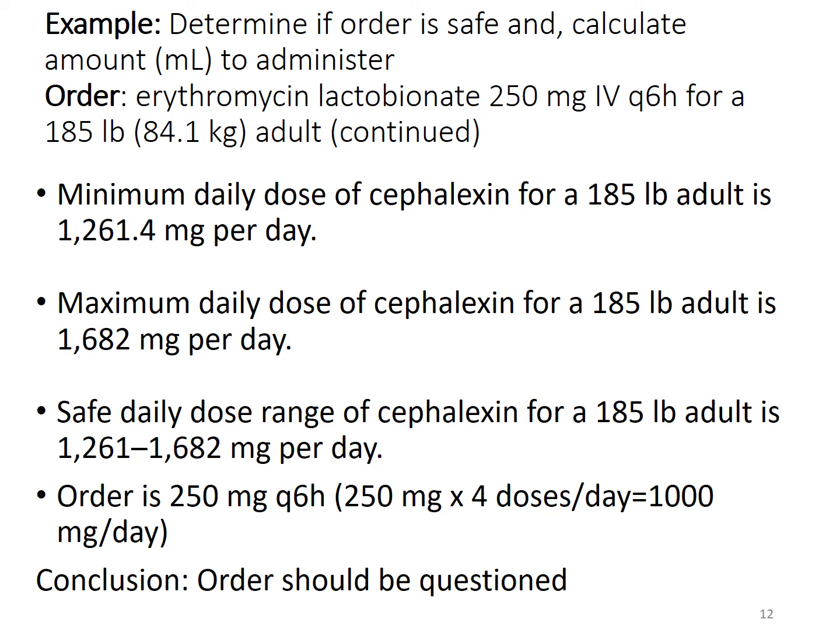But when we look at the minimum dose, we should be giving a minimum of 1,261 for a person of this weight. Moral of the story is that we should question the order. Now, there may be other mitigating factors. This person may have kidney failure or an impaired liver or something that may impair the elimination of the drug, and therefore we may change, for that particular person, the dosing. But you should question the order. Why are we giving less than the minimum daily dose of this medication?